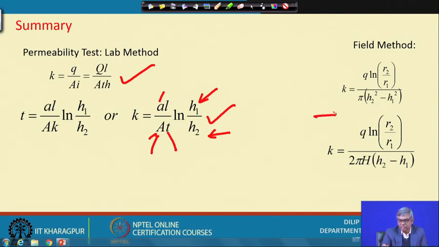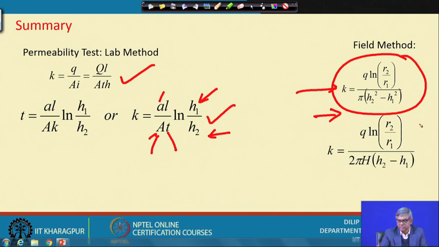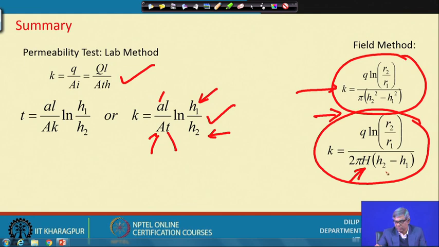Similarly, permeability can be found in a field test, and if there is an unconfined aquifer, based on that we can get this K value like this. If it is a confined aquifer, this is the formula to be used, and you can see that for a confined aquifer, the thickness of the confined aquifer is given here, along with the heads in two observation wells and the locations of the two observation wells from the center of the well, and then we can find out the permeability of the soil.